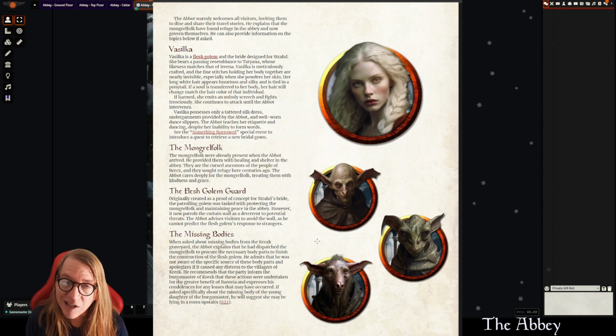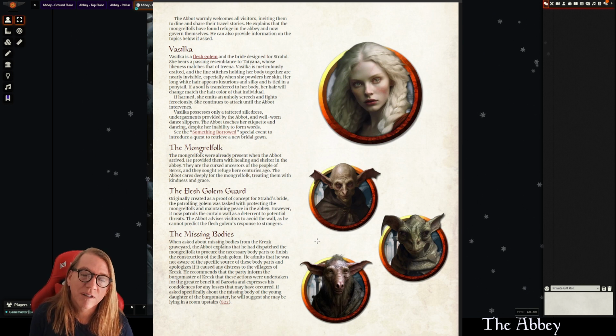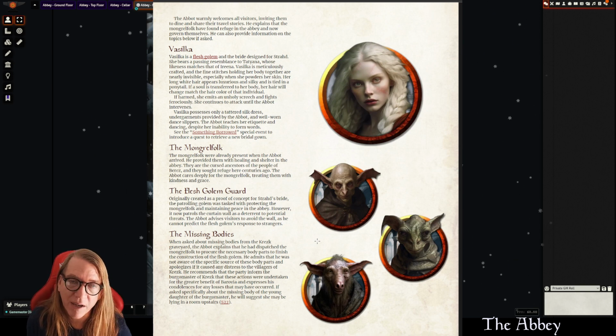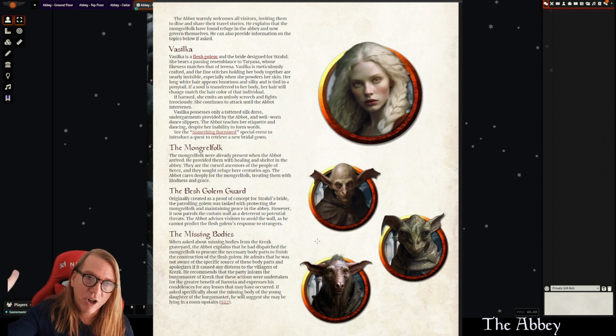He explains the history of the Mongrel folk. I found them here, they're cursed. The cursed descendants of Brez, and they're my flock. He's taking care of them. He cares for them. He describes the flesh golem on the wall.